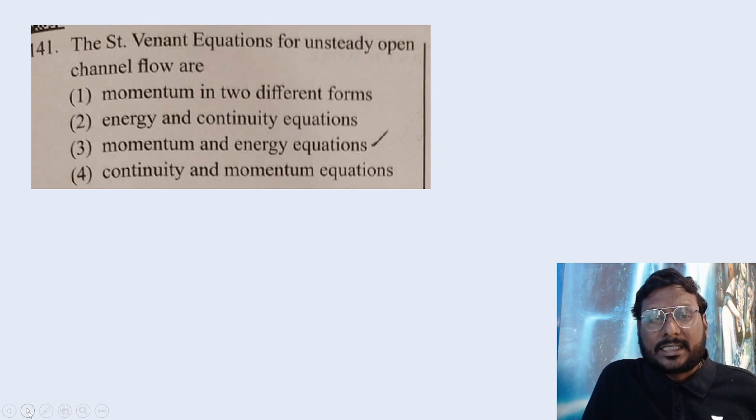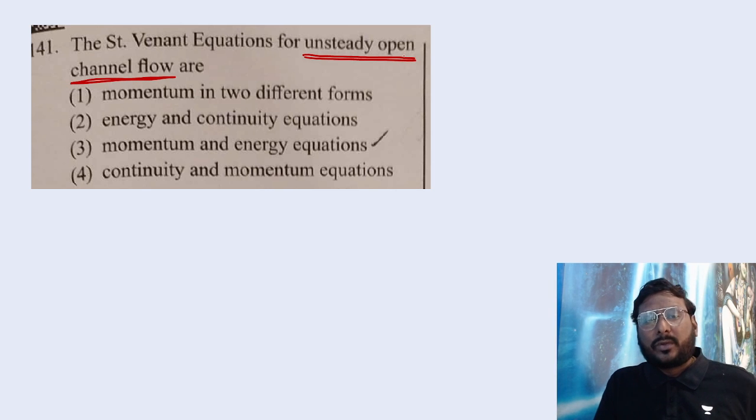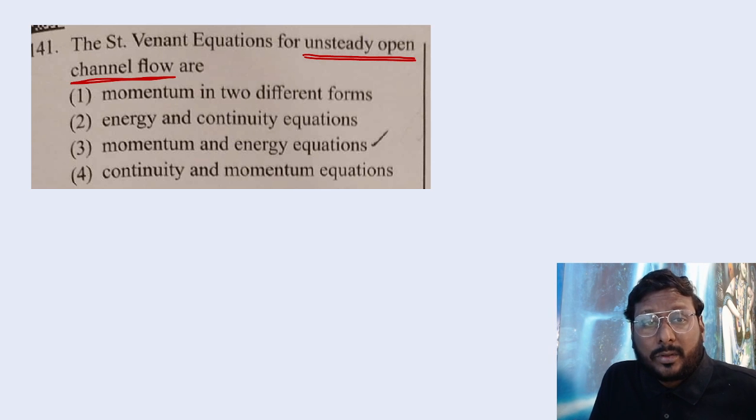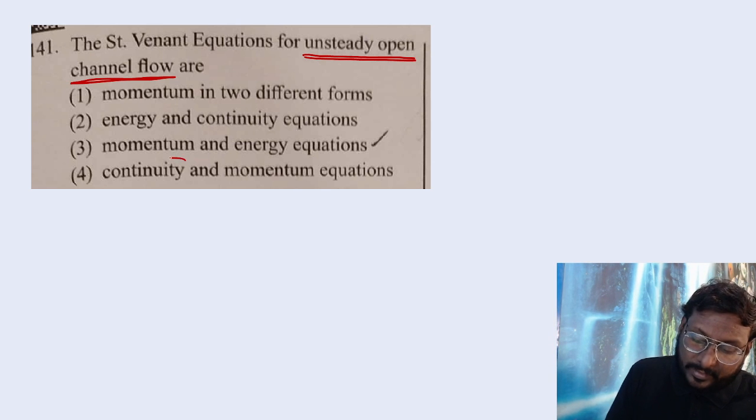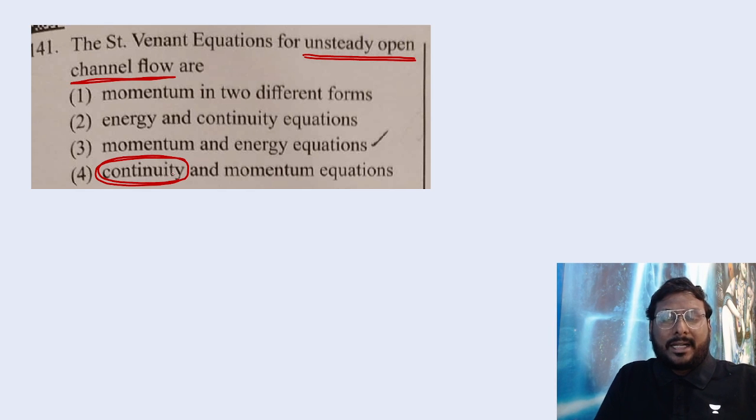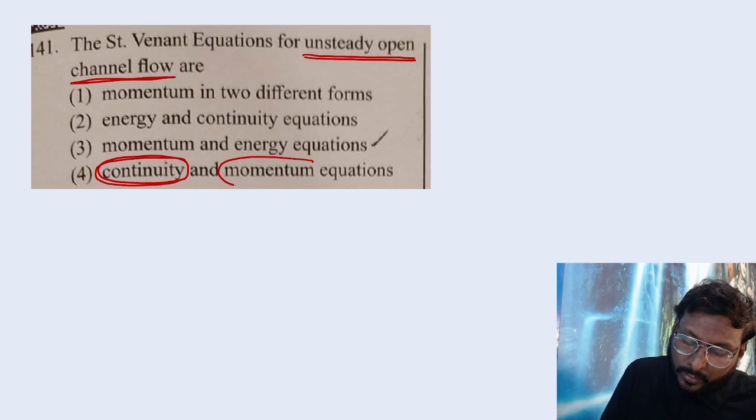Saint-Venant's equation for unsteady open channel flow. First of all, unsteady open channel flow, and they are talking about Saint-Venant's equation. Saint-Venant's equation is representing mass, and mass is nothing but continuity. And energy we never talk regarding unsteady open channel flow. For unsteady open channel flow, momentum is important. So we'll go with continuity and momentum equation.